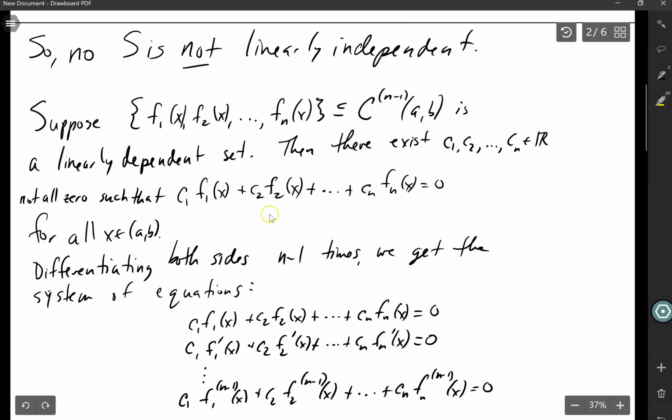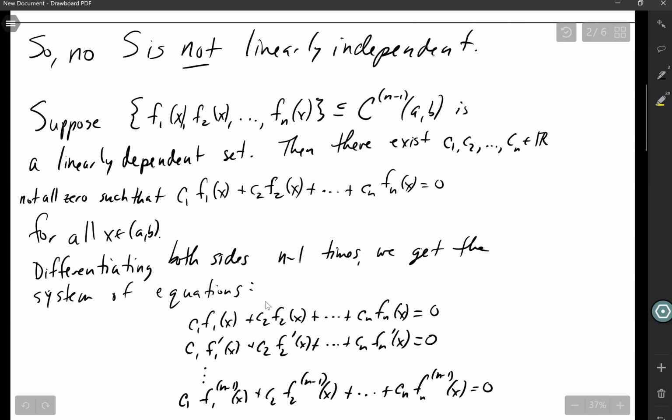So if a set of constants satisfies this equation to make this equal to 0 for all x, then that same set of constants will satisfy this equation where we take the derivatives. And it'll satisfy it if we do the second derivatives, and the third derivatives, all the way down to where we do the n minus first derivatives. All right, so this gives us a set of linear equations to solve. What we're trying to solve for are the constants, not the functions. We're given the functions, we're trying to solve for the constants.